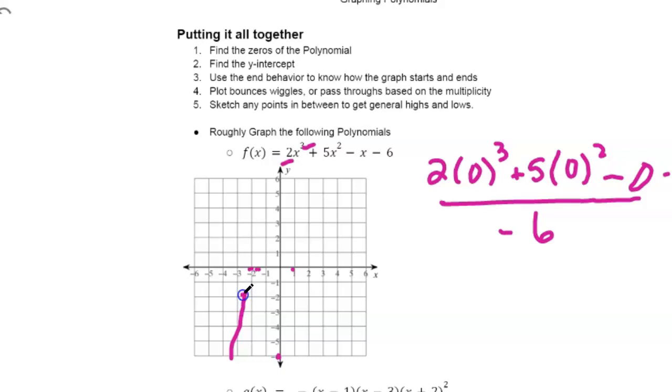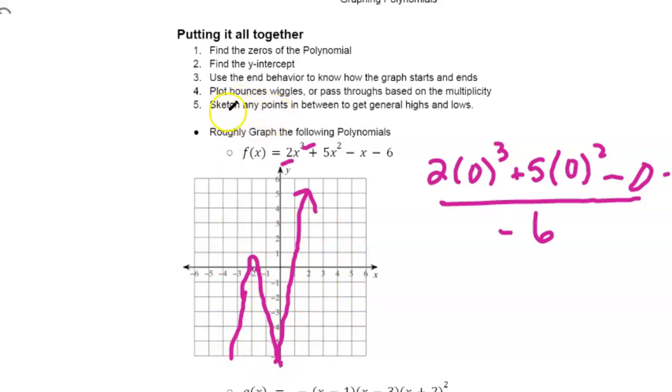All these multiplicities are 1, so our graph passes through, comes back down to negative 1.5. It's going to go down to this y-intercept and bottom out somewhere. We don't know for sure without making a graph, and then pass through and go on up and out. So this is generally what my graph looks like as a rough sketch.